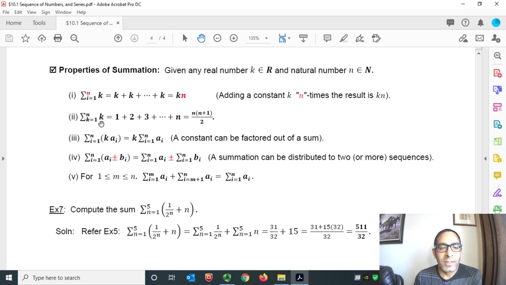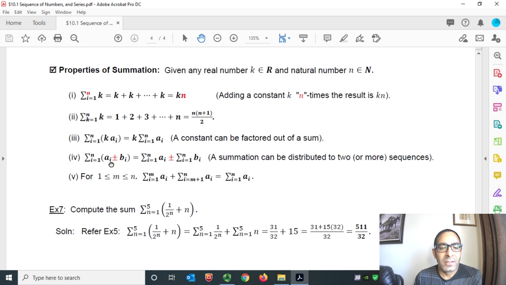Second, the summation of k, where k runs from 1 to n, equals k equals 1, k equals 2, k equals 3, dot dot dot, k equals n. If we add 1 to n, then this turns out to be this fraction, n times n plus 1 over 2. Third, the summation of a constant times a_i. We can pull the constant outside, so constant times the series a_i.